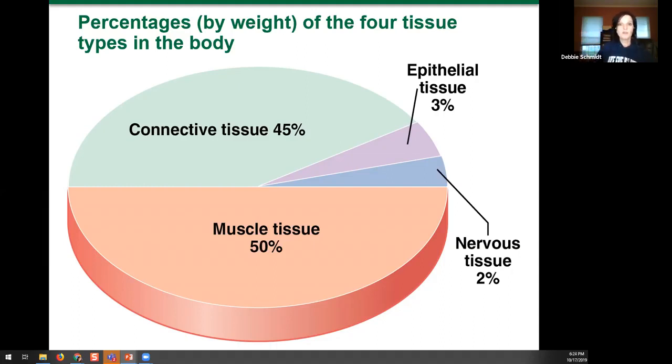It lines every opening. By weight, it doesn't provide a lot of our body weight. Nervous tissue, not a lot of body weight either. Connective tissue, sure, think about your bones, right? They're pretty heavy. And then muscles contribute a lot, the most, towards your body weight. Okay? And of course, if you're a big old burly bodybuilder, probably proportionately more.